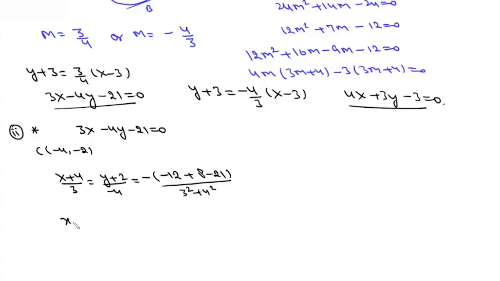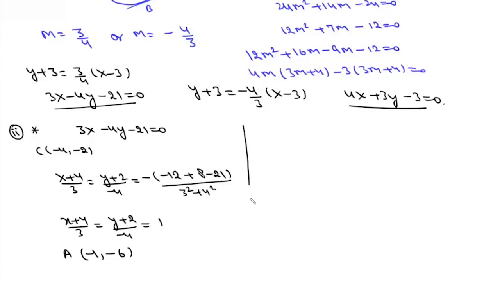So it will be (x plus 4) upon 3, (y plus 2) upon minus 4, and here this is 25 upon 25, which is 1. Now value of x is minus 1 and y is minus 6. So one of the points of contact, say this point A, is (-1, -6).